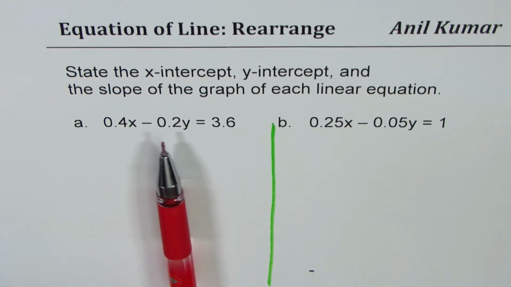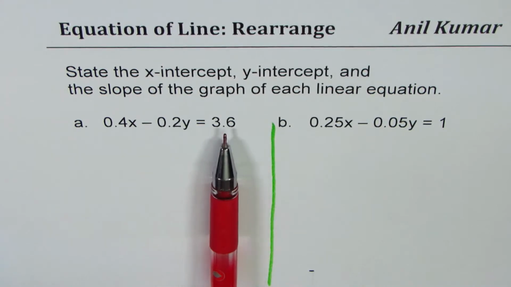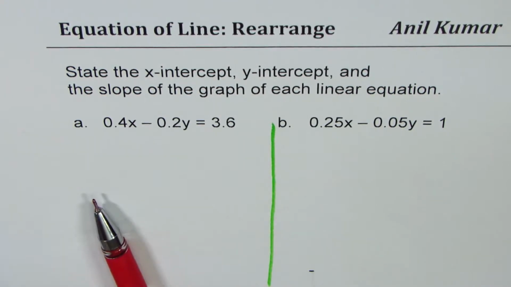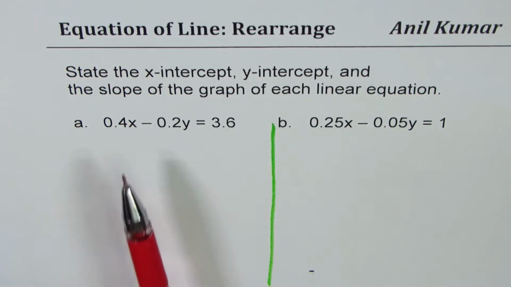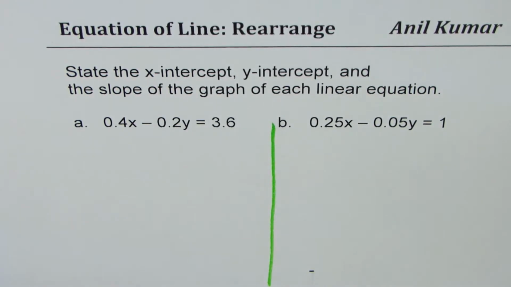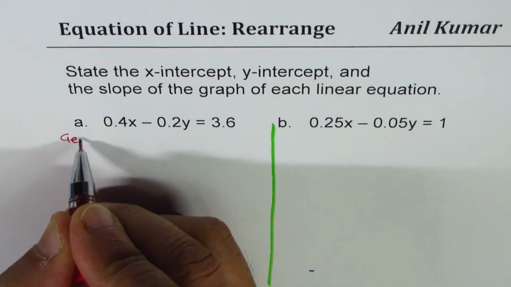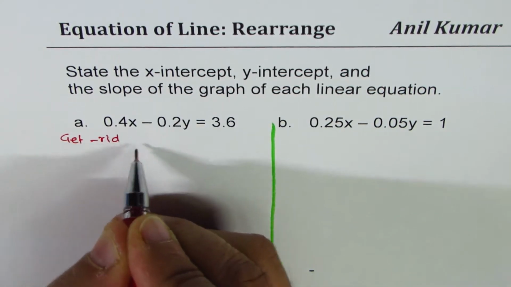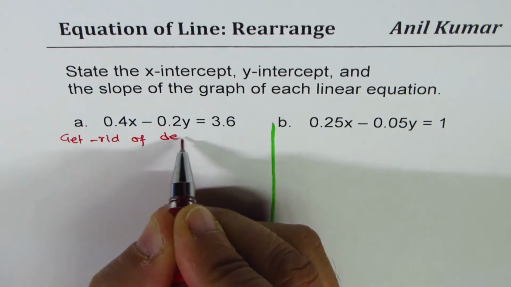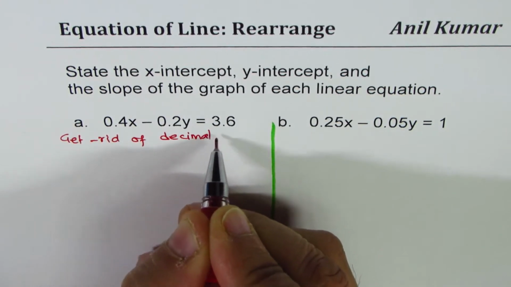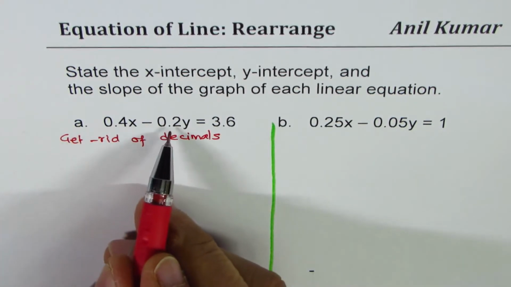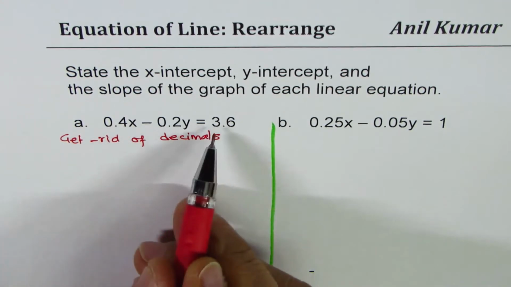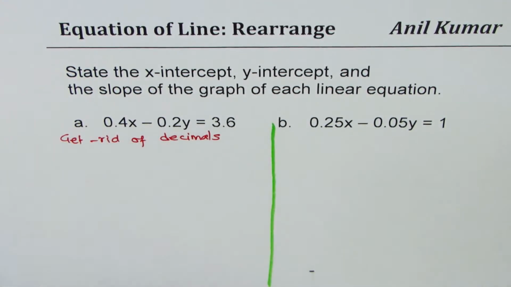0.4x minus 0.2y equals 3.6. We'll adopt two different ways of working. One, we could say get rid of decimals. Now since we have 1/10th place, we can multiply each term by 10, right?